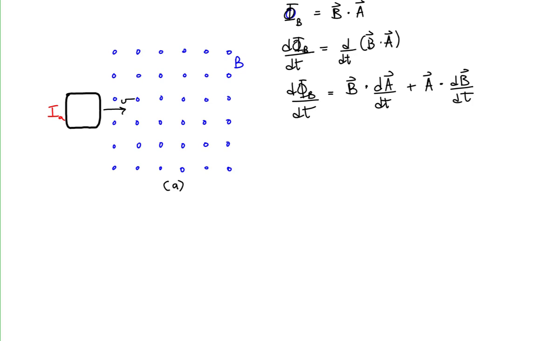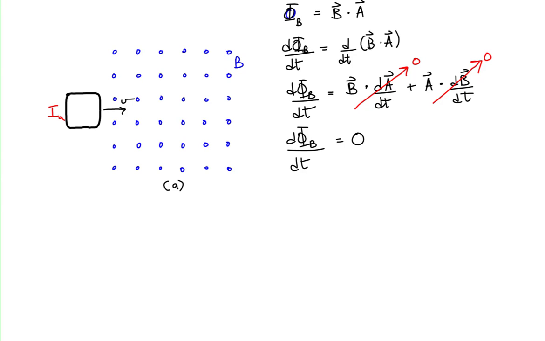For this problem, there is no magnetic field passing through the loop right now. The loop is well outside of the magnetic field, so the rate of change of the magnetic field with respect to time is 0. Now, what about the area? Well, the effective area of the loop that's exposed to the magnetic field is 0 as well, because none of the magnetic field is passing through the loop. So what this means for this first part of the problem is that the time rate of change of the magnetic flux is equal to 0.